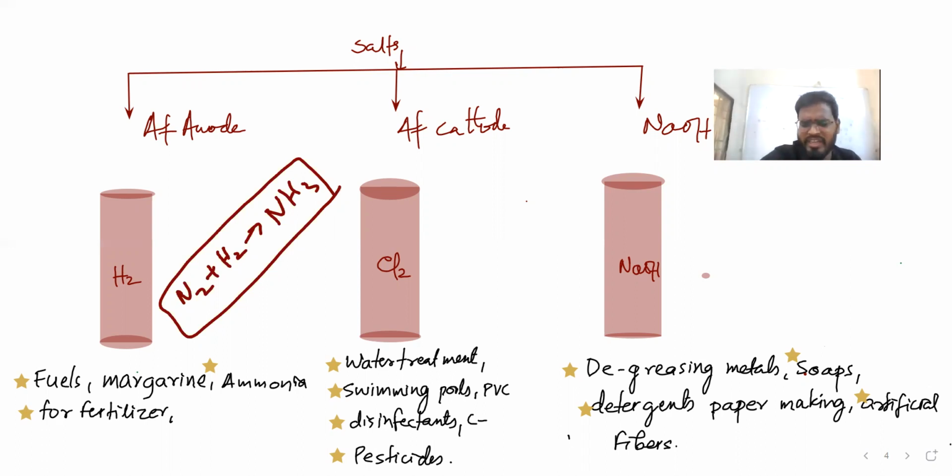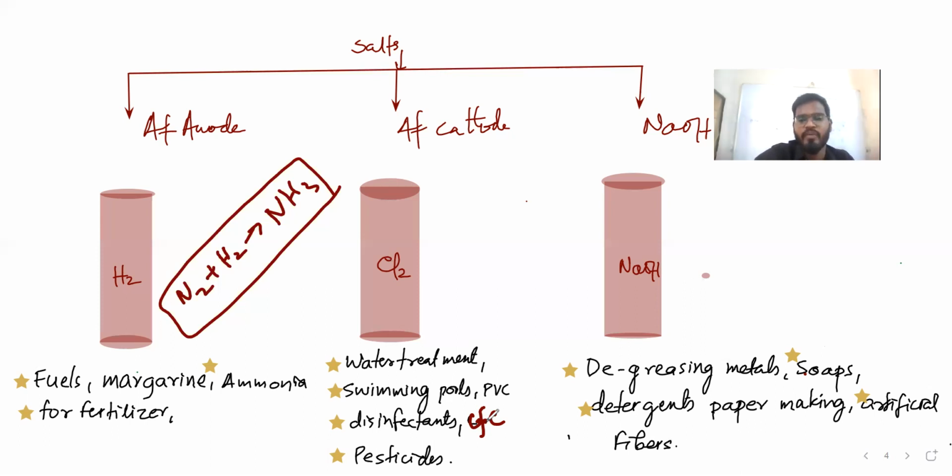Second, chlorine is used for water treatment, as a disinfectant, and in swimming pools. It is used to make PVC, polyvinyl chloride, and it is used as a pesticide. And CFC, chlorofluorocarbon, which we are not using much now, but we were using before. So it is used in water treatment and swimming pools to clean and make them germ free.